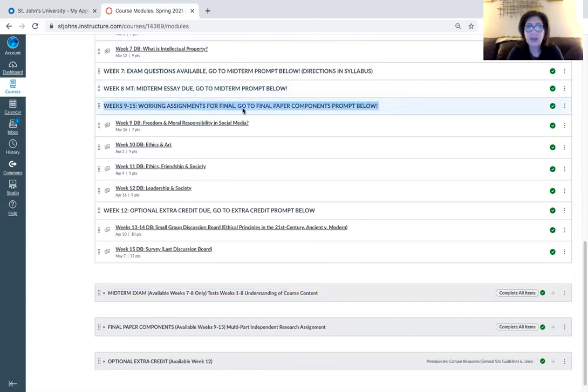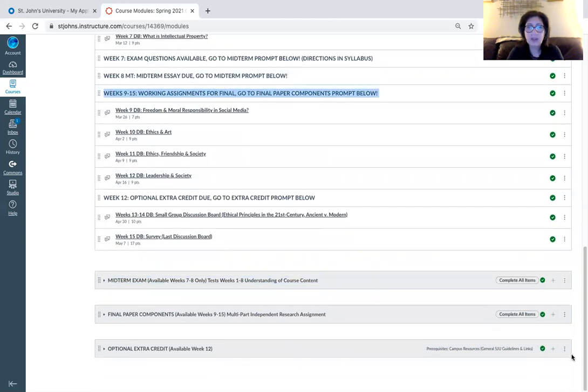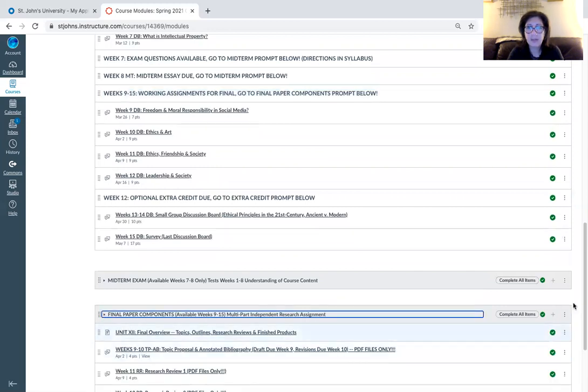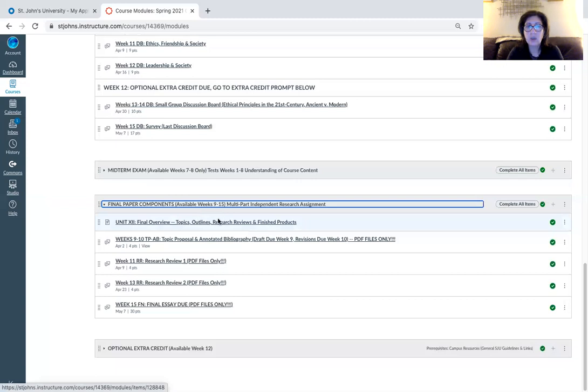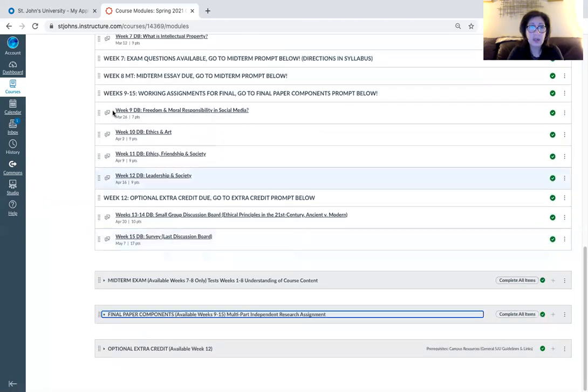Similarly, with the working assignments for the final, this involves several pieces that are found here. The final has its own unit: the overview of topics, outlines, research reviews, and finished products. It also has the prompt for the week 9 to 10 topic proposal and annotated bibliography. Then it has the research review for week 11, the research review for week 13, and then last but not least, the good stuff, the final essay. So it's all here.